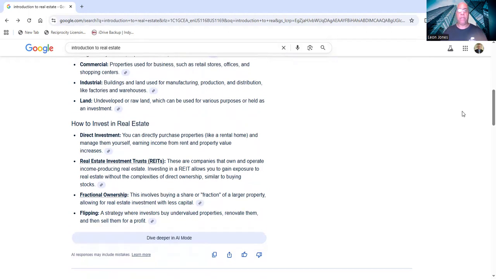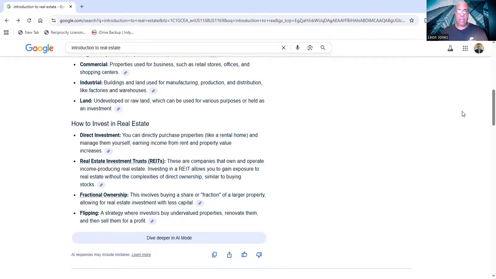So, how to invest in real estate? There's direct investment. You can directly purchase properties like a rental home and manage them yourself, earning income from rent, and property value will increase. Then you can also have your real estate investment trust. There are companies that own and operate income producing real estate. Investing in a REIT allows you to gain exposure to real estate without the complexities of direct ownership, similar to buying stocks.